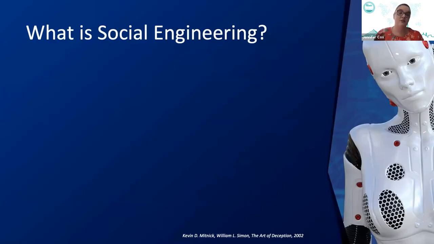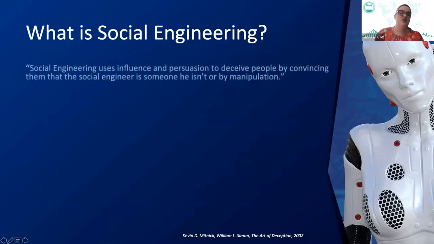And now he runs his own security consultancy firm, and he is an author of a number of different books around social engineering that I would absolutely recommend that you read if you get a chance to. So his definition of social engineering, taken directly from his Art of Deception book, is social engineering uses influence and persuasion to deceive people by convincing them that the social engineer is somebody he isn't, or by manipulation. Much better than any of those dictionary definitions. It actually makes sense what it is that he's doing.